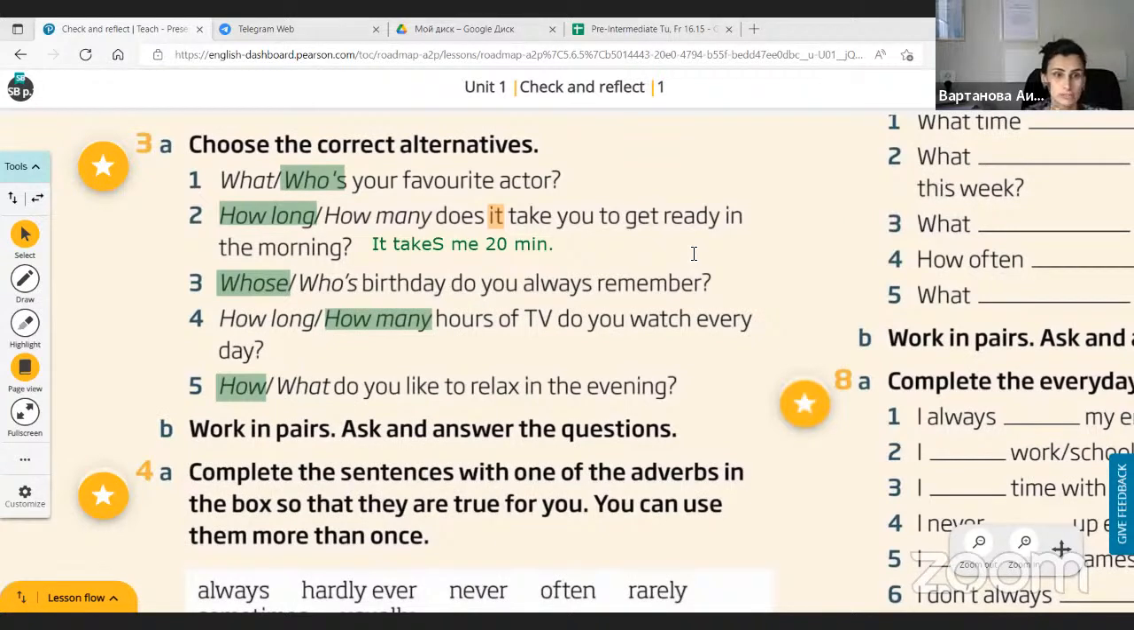How do you like to relax in the evening? I prefer to read a book or read interesting information from social networks. Yes, social networks. Good. Let us ask Aida.